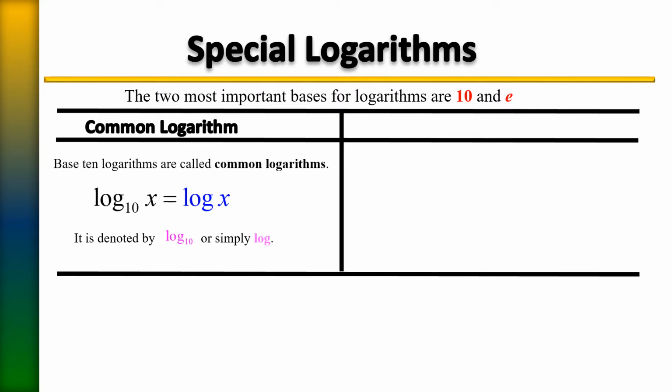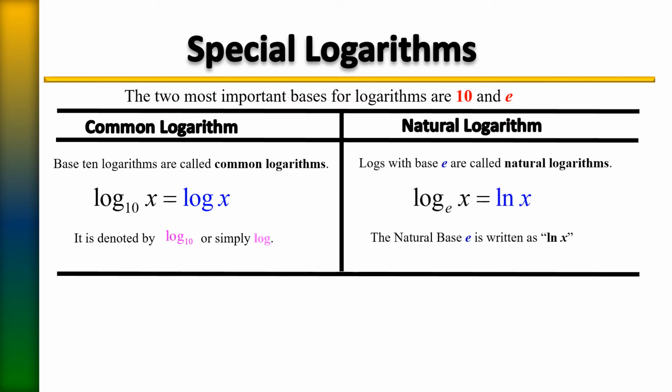The other special log is the natural log, and with the natural log, we use the base e. So log base e of x, or you can simply write it as ln of x, which is the natural log of x.